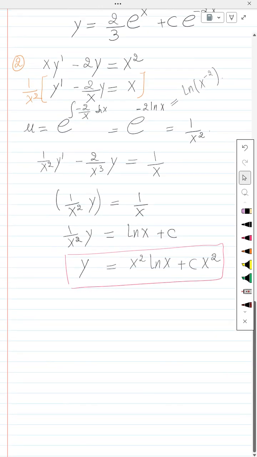Let's see another example. I think that now everything is clear. If you haven't understood something, you can leave it in the comments so I can explain more and more.